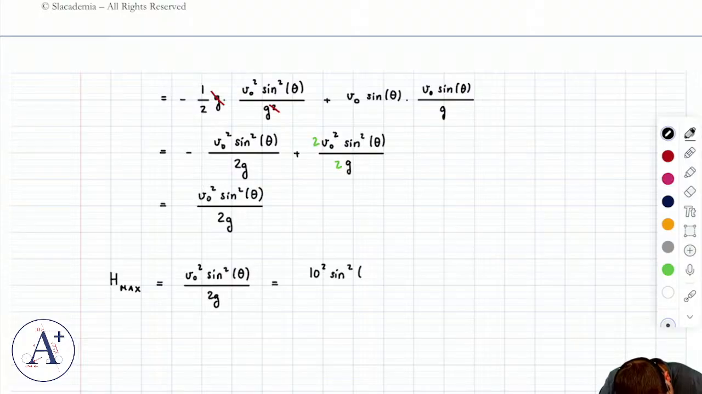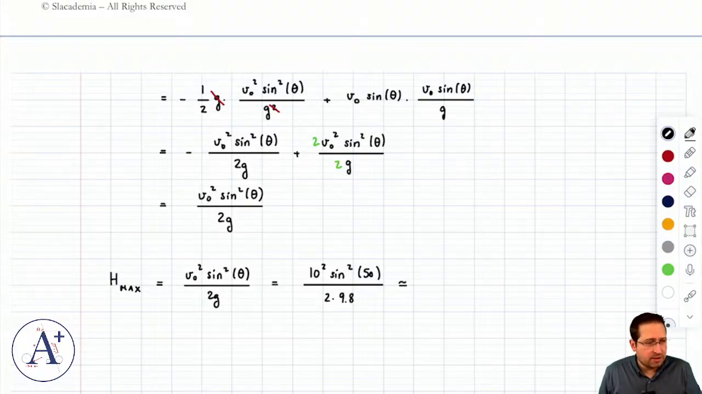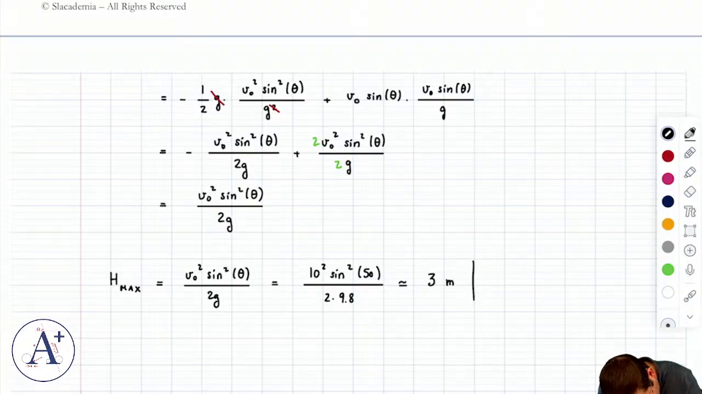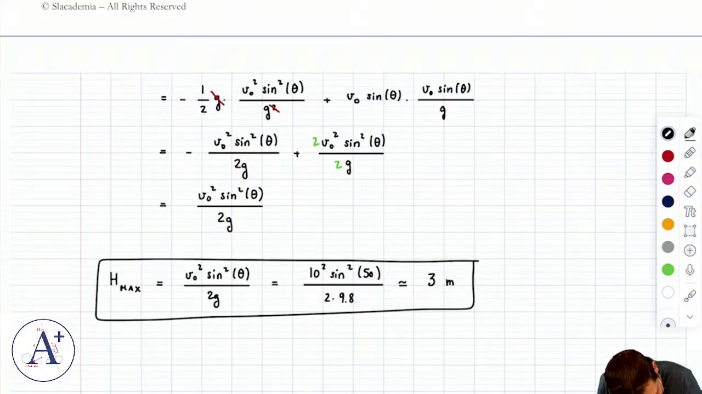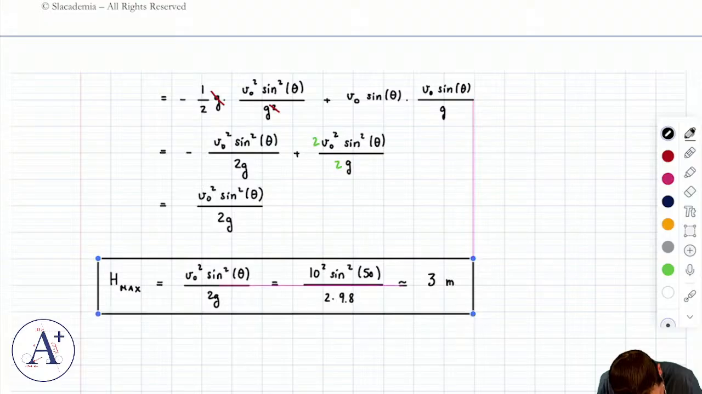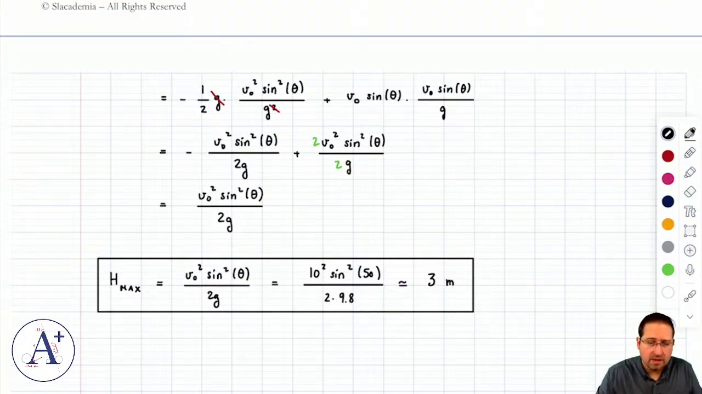That's going to be 10 squared sine squared of 50 divided by 2 times 9.8. And that's going to be pretty much 3 meters. Okay, so 3 meters is your max height. Now we still need to figure out the x location of the max height, but we found the max height.